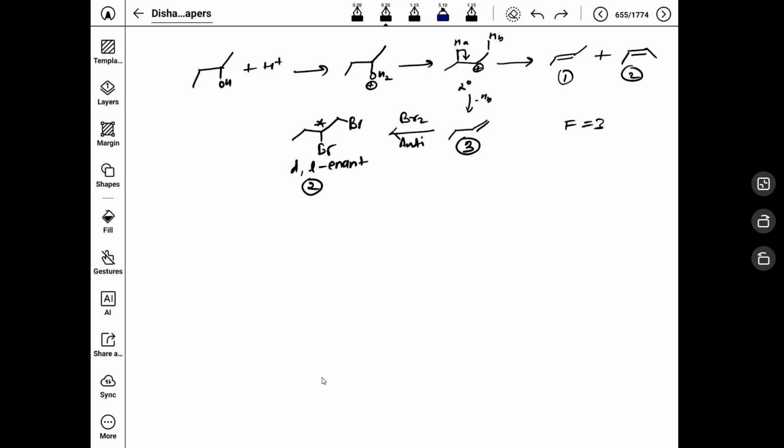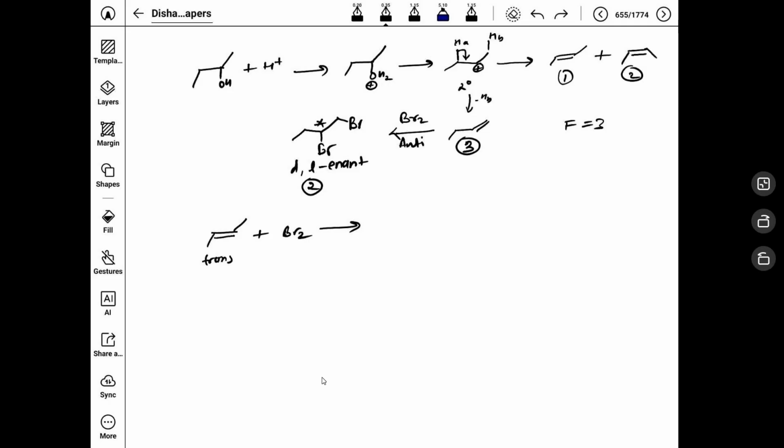So we get 2 products from here. Okay, now coming to the interesting part. So you have trans alkene plus bromination. So what will you get? We know that you will get either meso or racemic mixture.